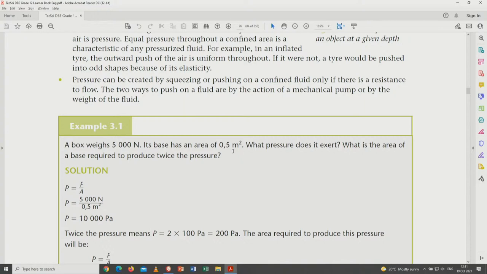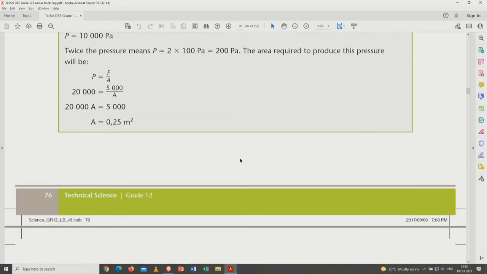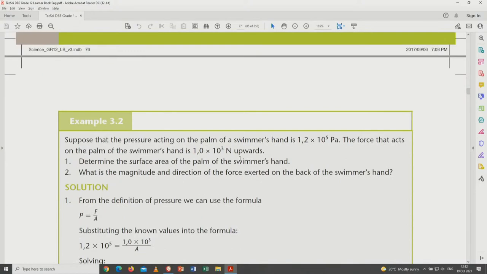a wire or a rod with a cross-sectional area. The difference here is that the area is 0.5 meters squared, but it's a square base for a box. Anyway, you don't have to multiply the length by the breadth. You are already given the area. You have the weight. So the pressure is equal to the force divided by the area. And that is as simple as that. So I think this one is really quite simple for us to do.